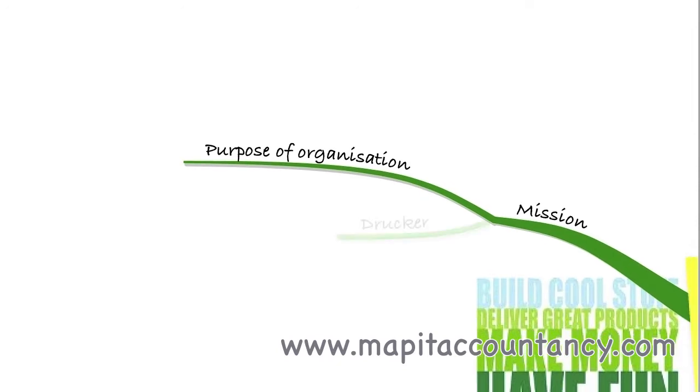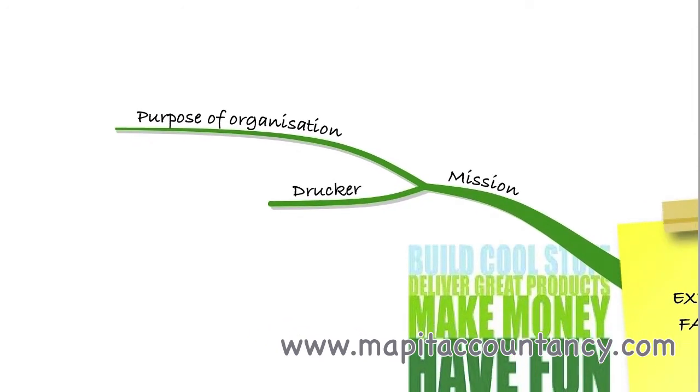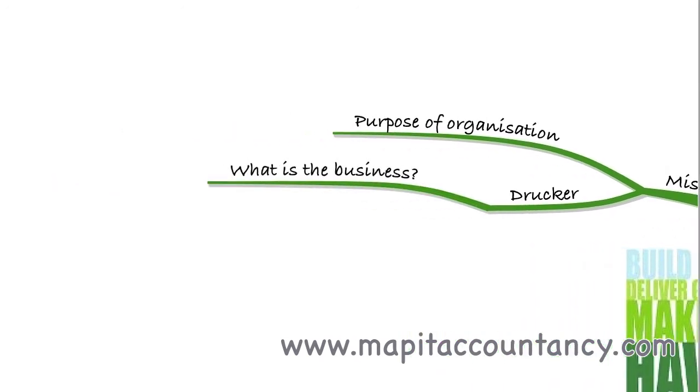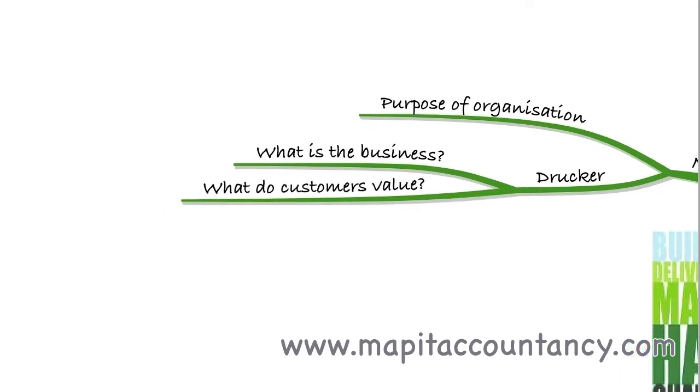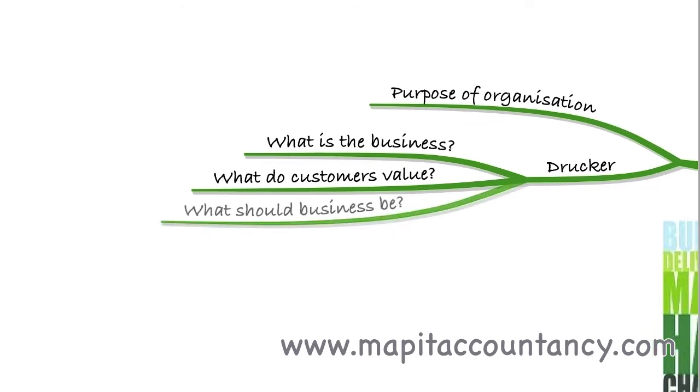So Drucker said that there are 4 things that the business needs to consider when they're thinking about what their mission is. The first thing is, what is the business? So that's really fundamental to deciding what the corporate strategy should be. What is the business? Secondly, what do customers value from that business? So what separates you from other businesses? Why do customers want to use you? What do they value about what you are providing for them?